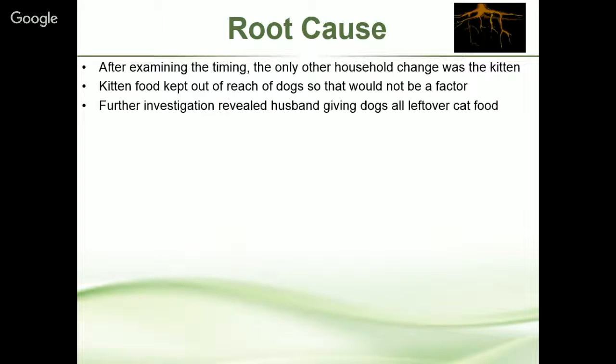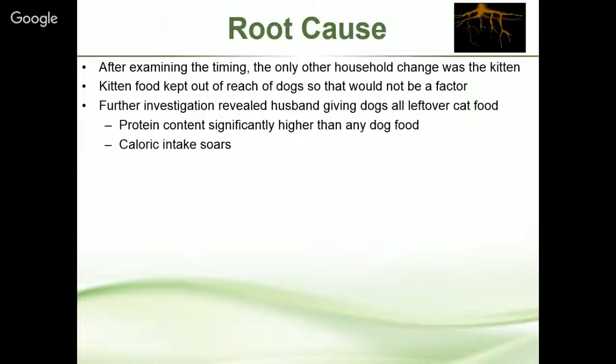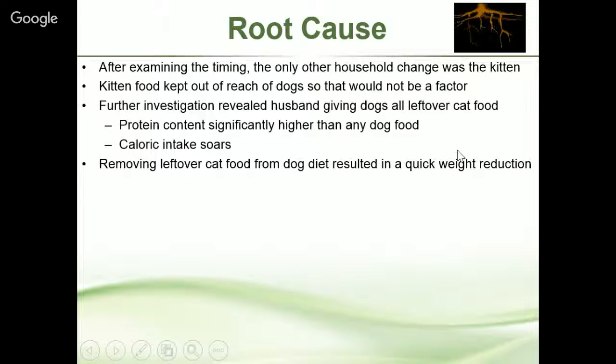There's no way they can get to the dogs. But further investigation, this is obviously a true story, reveals that your husband is giving the dogs all the leftover cat food in an effort to be efficient, to not waste food, because the kitten is very picky. Bingo. The protein content in cat food is much higher than in dog food. That's where they're getting all their extra calories, even though it seems like a little bit. And so the resolution to the issue, the way to stop it from happening, is stop feeding the dogs cat food and keep it that way. So that's a simple example.